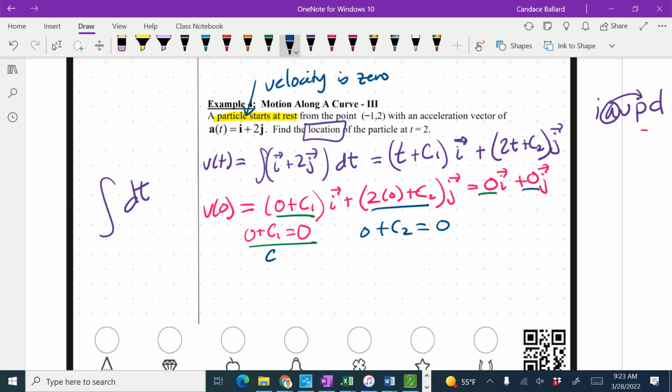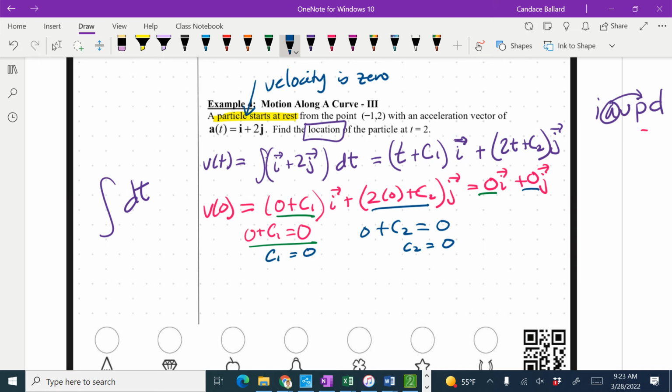So what are both C sub 1 and C sub 2 equal to? They're both equal to 0. It was a lot of work for a whole lot of nothing. But it's important just in case it was something other than 0 there. Okay, because it could be.